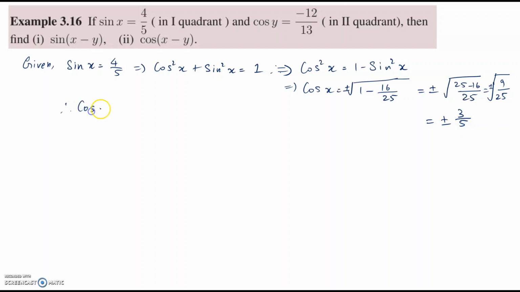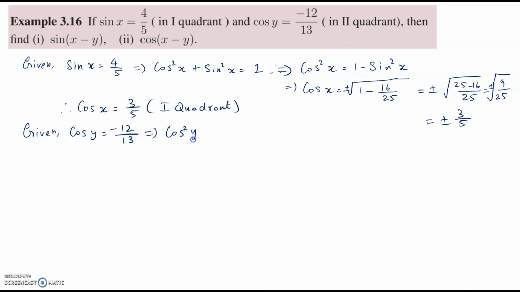Therefore, cos x is equal to 3 by 5 as it is in the first quadrant. Next, given to us that cos y is equal to minus 12 by 13 and it's in the second quadrant. So we can again say that cos squared y plus sin squared y is equal to 1.